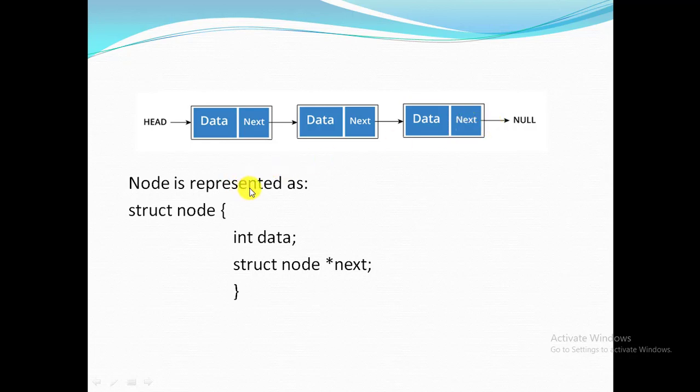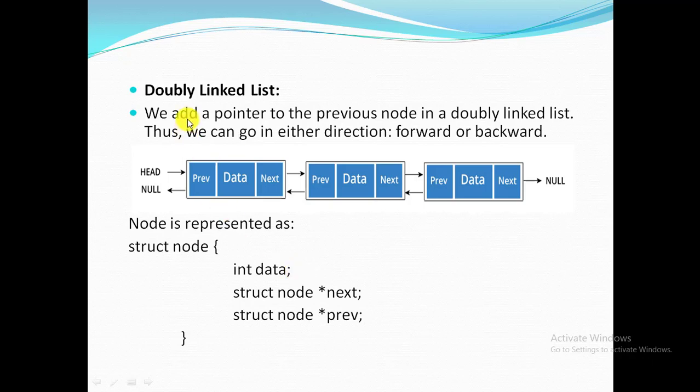This can be represented by struct node, in which the first member is the integer data, and then struct node star next. So next is a pointer which points to a structure whose name is node. Next we will see the doubly linked list. In this one we add one extra pointer, that is the previous one. Thus we can go in either direction, either in the forward direction or in the backward direction, and in the node representation one extra field, the previous one, is inserted in this particular structure.